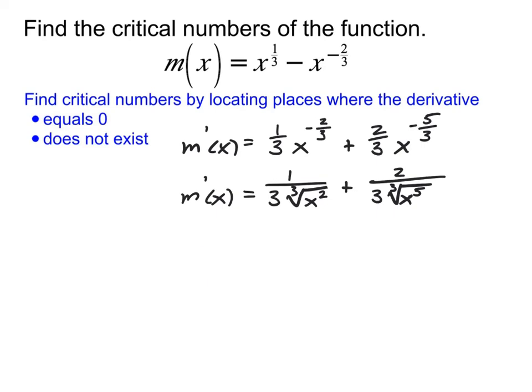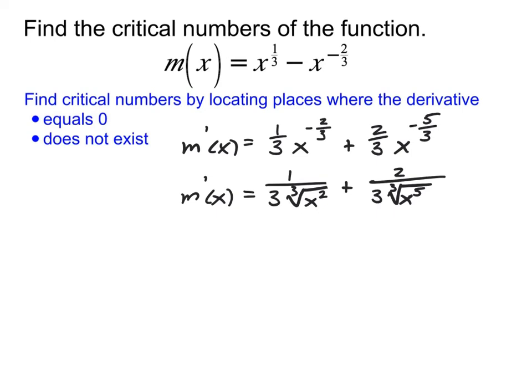So then where does the derivative not exist? Well, basically about the only ways that we're going to have places where something does not exist is where we either try to take a square root or any even root of a negative number. Well, we don't have that here.